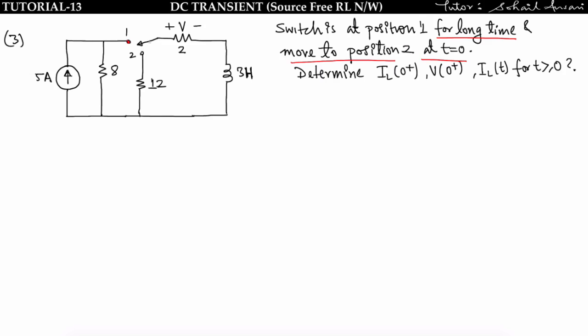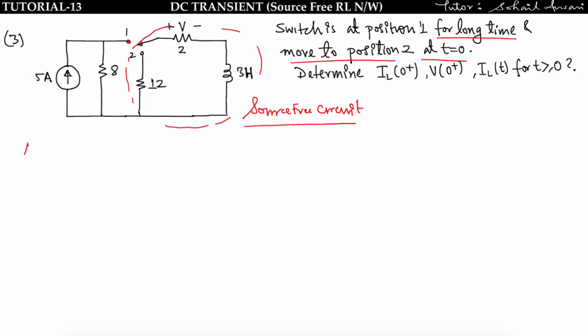So when the switch is moved from position 1 to 2, this circuit will be a source free circuit. The source has been removed. And in any source free circuit, we have to make three circuits: at t is equal to 0 minus, at t is equal to 0 plus, and at t greater than 0. After that we will find whatever the requirement will be.